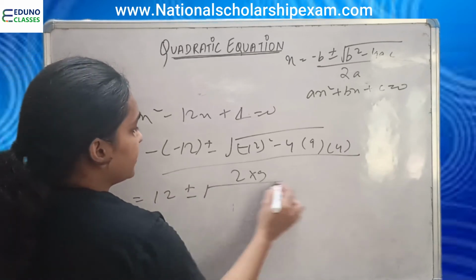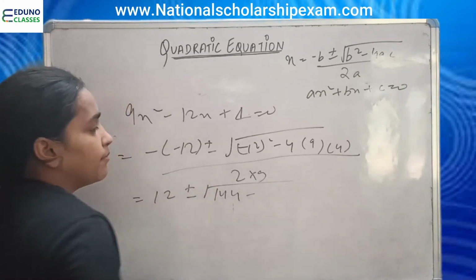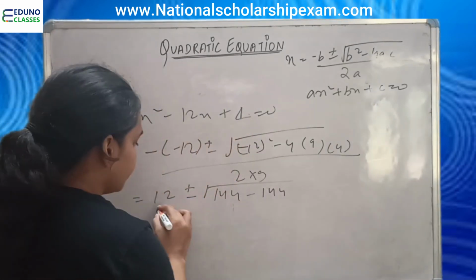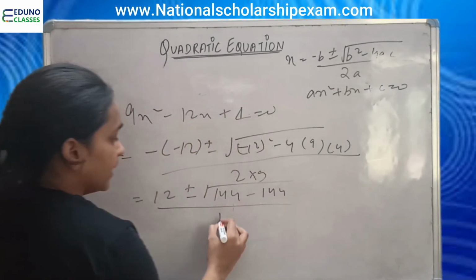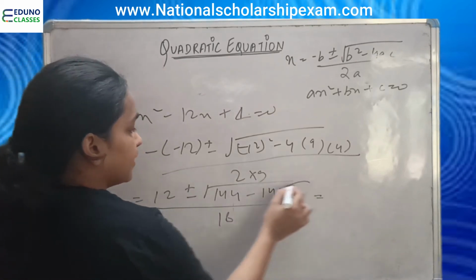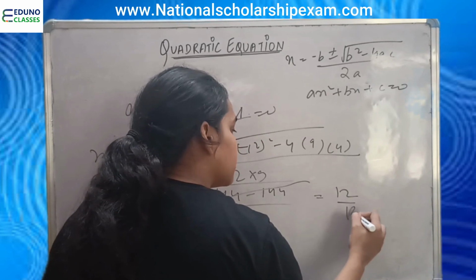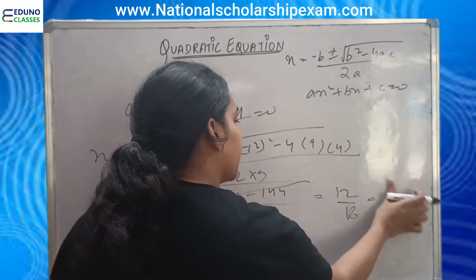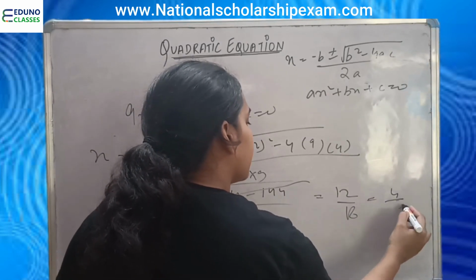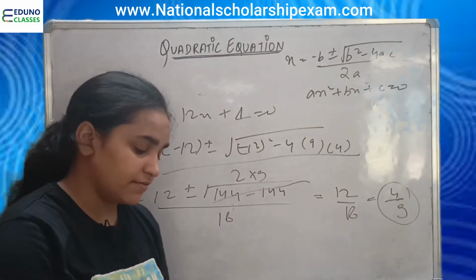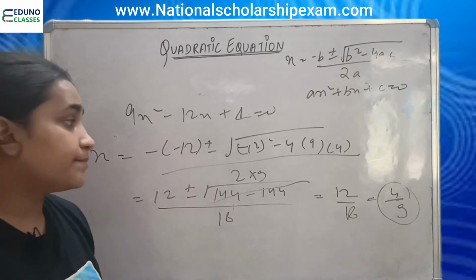12 plus minus root of 144 minus 4 into 4, 16, 16 into 9 is 144, so 144 minus 144. 2 into 9 is 18. So the root will become cancelled. It will have the same roots, 12 by 18, which is 2 by 3. So this equation will have two roots and both the roots will be the same.